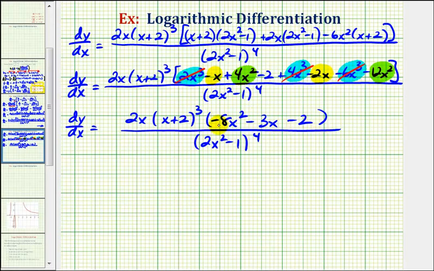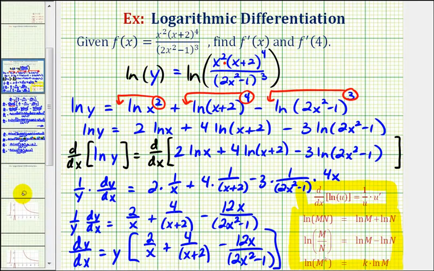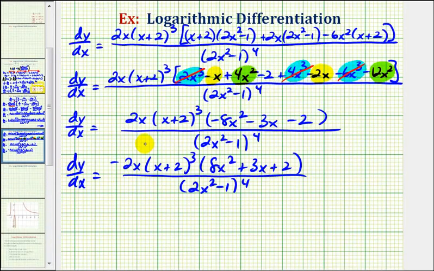If we wanted to, we could factor a negative 1 out of this to make these terms positive. Let's go ahead and do that. We'd have dy dx equals, again, if we factor negative 1 out, we would have negative 2x times the quantity x plus 2 to the third times, factoring the negative out changes the sign of each of these terms here. So we have 8x squared plus 3x plus 2 all over the quantity 2x squared minus 1 to the fourth. Now remember, they also asked us to find f prime of 4, which means we'd have to substitute 4 for x.